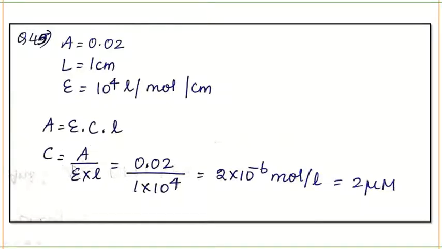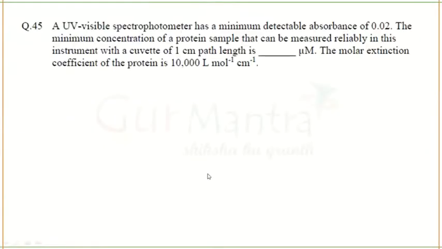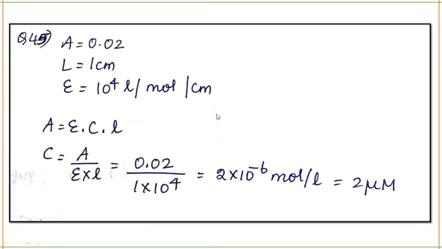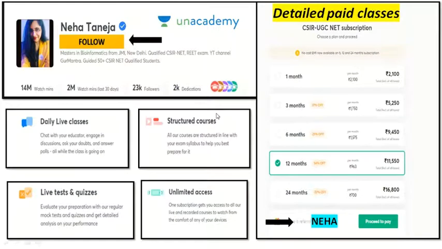So concentration is equal to absorbance by epsilon into l. Absorbance is 0.02. Path length is 1 and epsilon value, molar absorptivity constant, is 10 power 4. If you equate this, you will get the answer as 2 micromoles. 10 power minus 6 is micro, so 2 micromoles is the answer. Always give the answer in the unit they've asked in the question. Always note this.